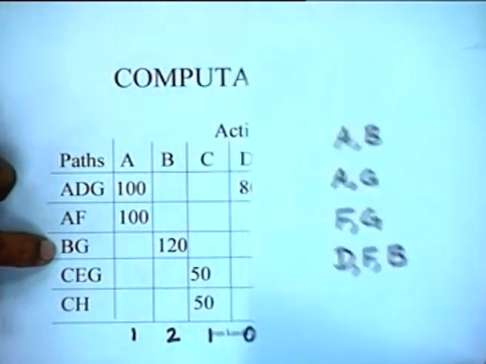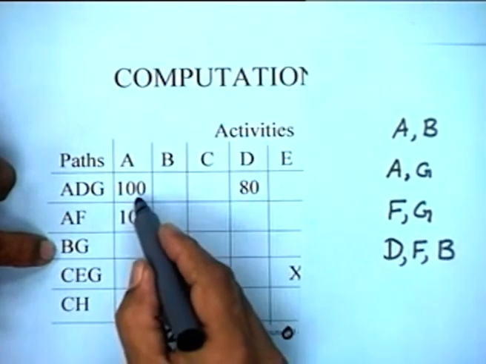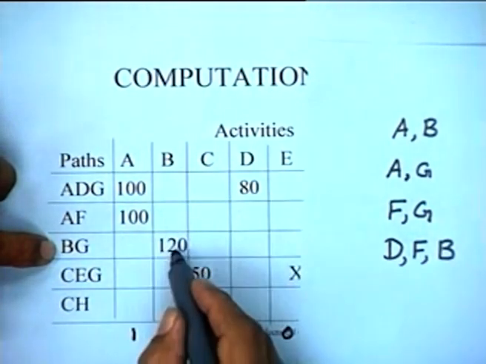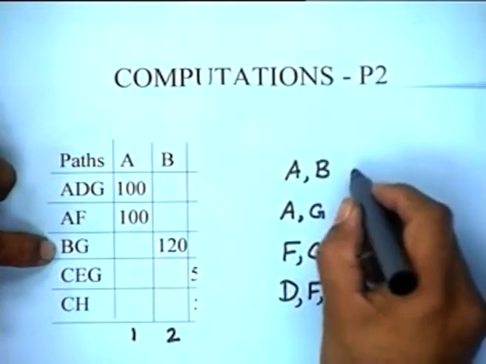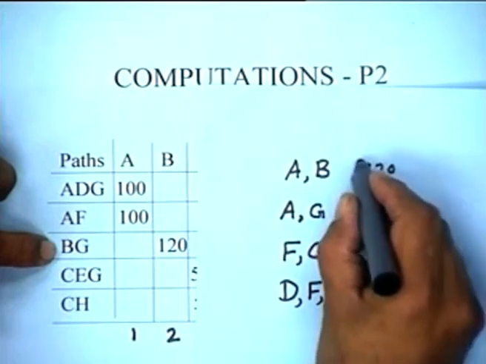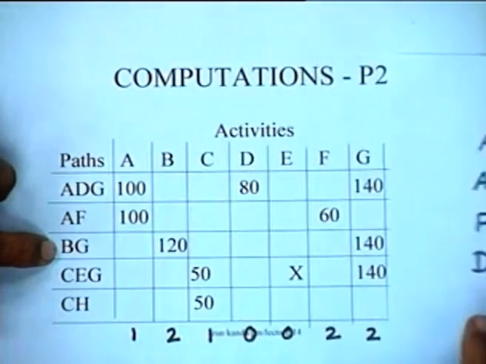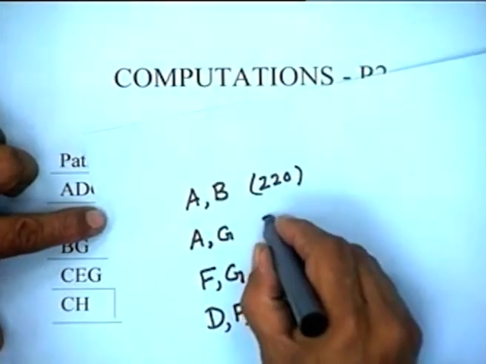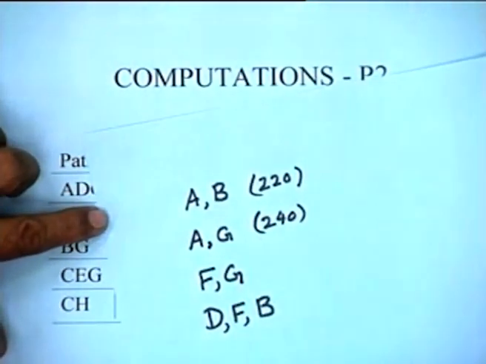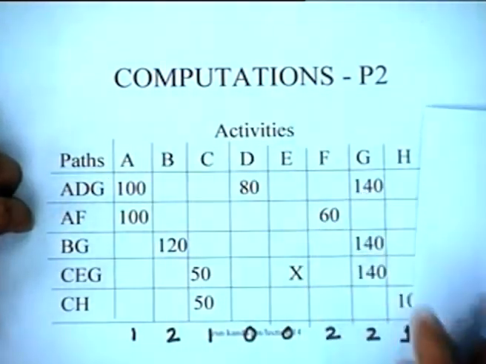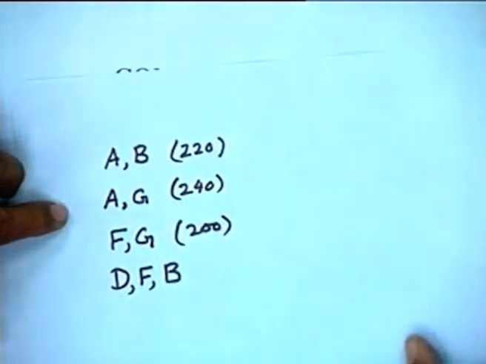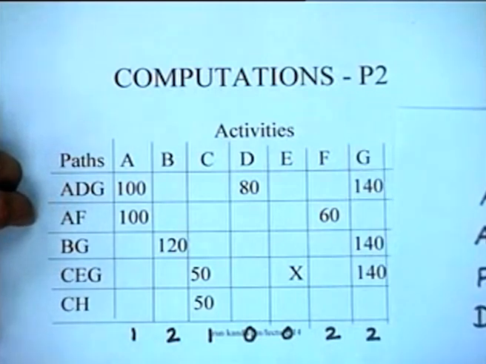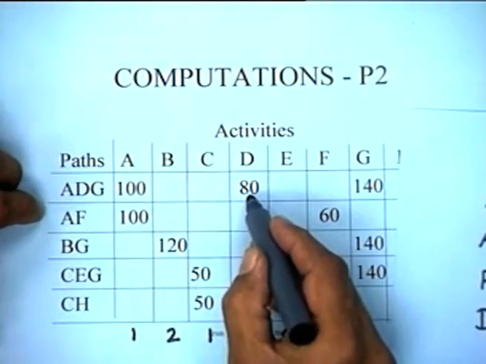Let's now find out what would be the cost of doing this. A has a cost slope of 100 and B has a cost slope of 120. So A and B option is going to cost you 220 rupees per day. A and G option is going to be 240 rupees per day. F and G option is going to be 200 rupees per day. And BDF option, 120 plus 80 is 200, 260 is 260.